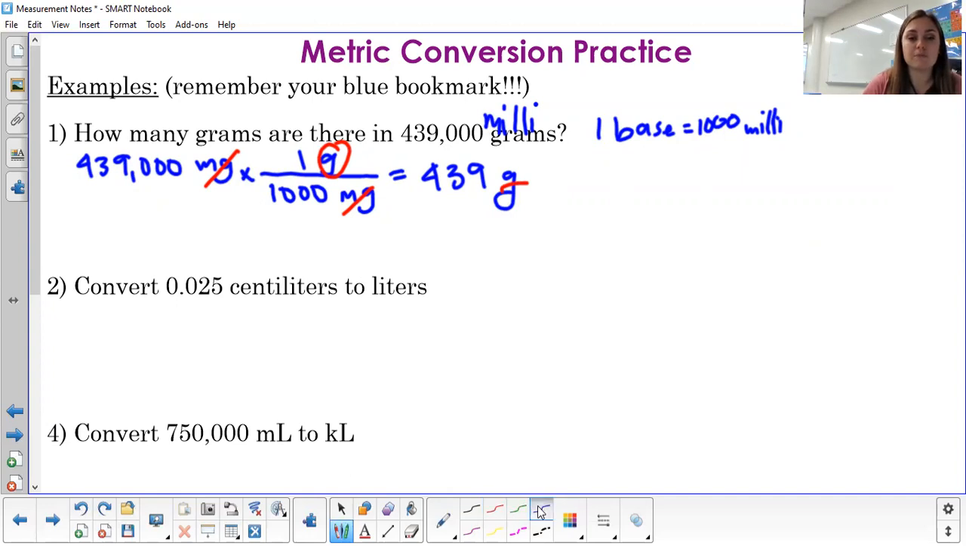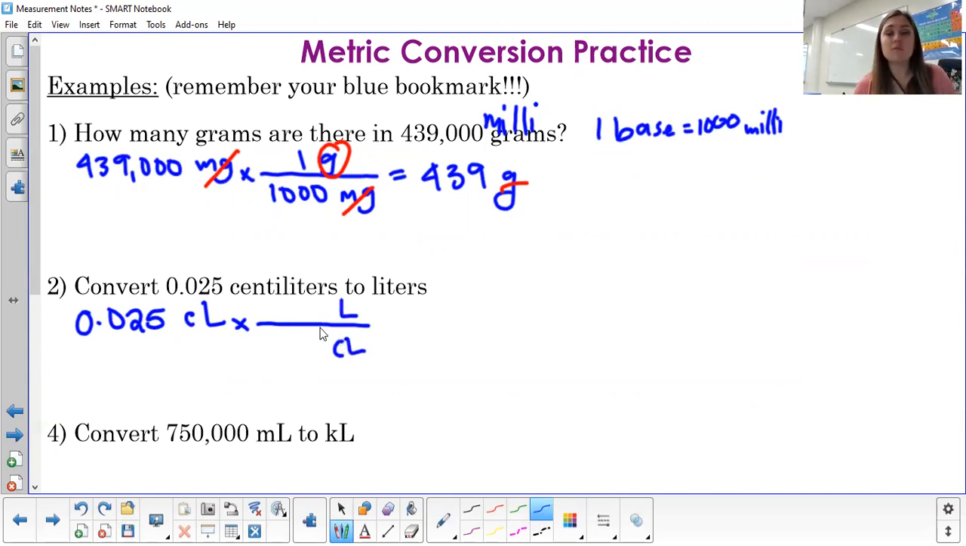Let's do another one. I've got 0.025 centiliters. Centi is C, liters is capital L. And I want to convert that into liters. So how am I going to set up my units here? If I've got centiliters on the top, I must have centiliters on the bottom. I'm going to put liters on the top. Again, I'm going to look at my handy dandy bookmark for anything it says about centi and base, because liters is a base unit. The very first one says that 1 base equals 100 centi.